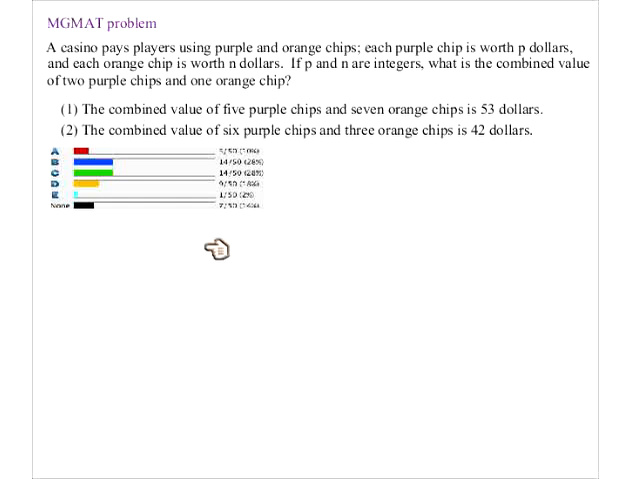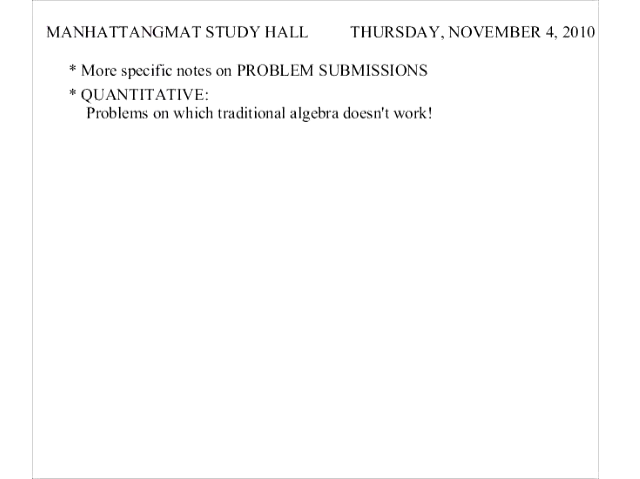In particular, the answer is not B and it's not C. So a bunch of you fell into some traps. Remember what today's theme is: problems on which traditional algebra is not going to work, which means a lot of people are really going to do some learning today. One thing I've discovered in teaching this test is that a lot of students think that traditional algebra can do everything all the time. Unfortunately, the truth is that it can't.